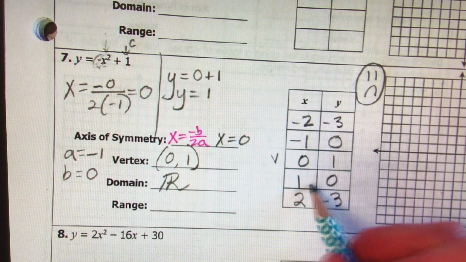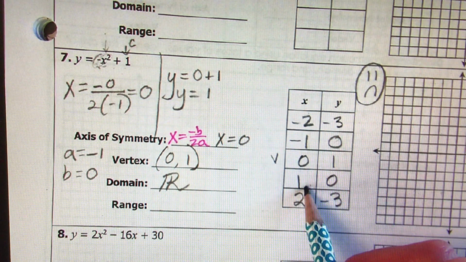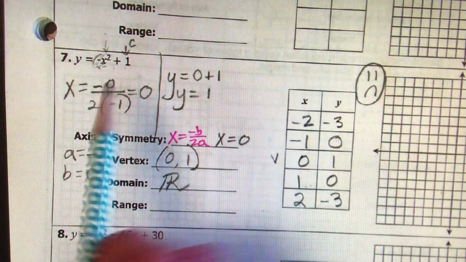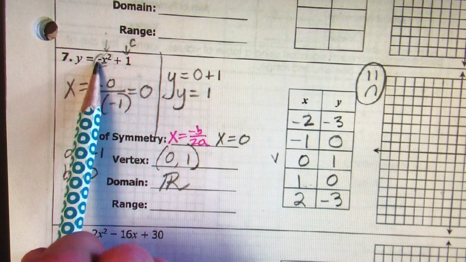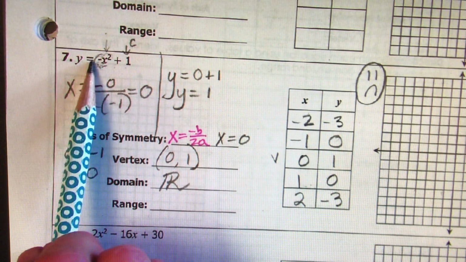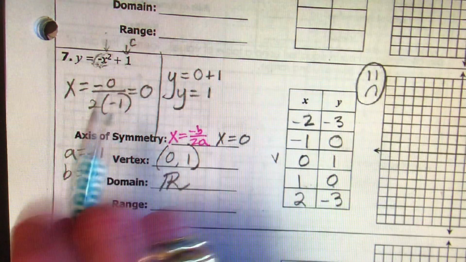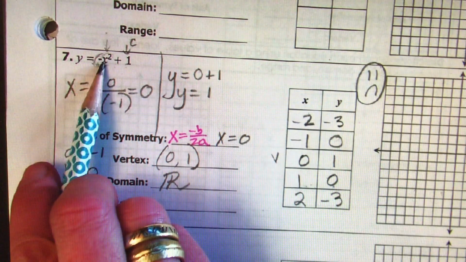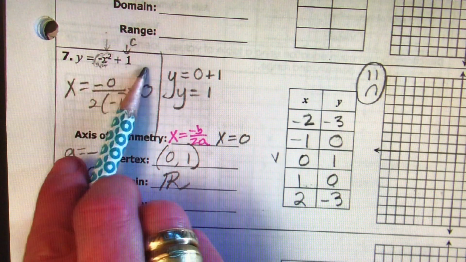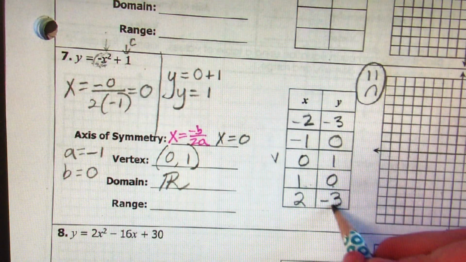So let's go back here for a minute, because I think I glossed over that. If I put 1 into my machine, I have 1 squared, but I have to make it negative because there's a negative coefficient. So that means it's -1 plus 1, which is 0. And then 2 here, if I have 2 squared, which is 4, and I make it -4 plus 1, then I end up with -3. Okay.